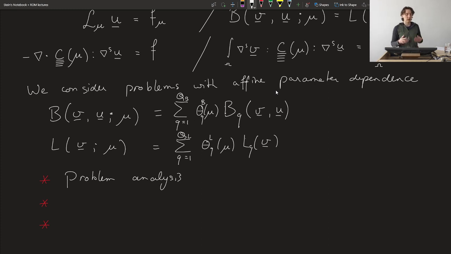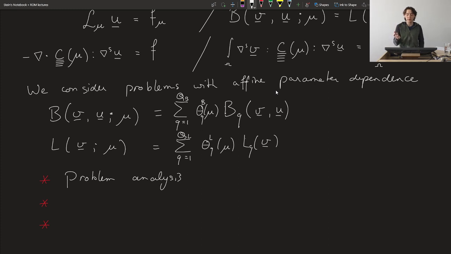This means that we're going to talk about how stable my solution is based on the parameter, how much it fluctuates based on the parameter, and how well any possible solution can be represented by a reduced basis method. That analysis all hinges on the assumption that we can separate our bilinear forms and linear forms as written down right there.